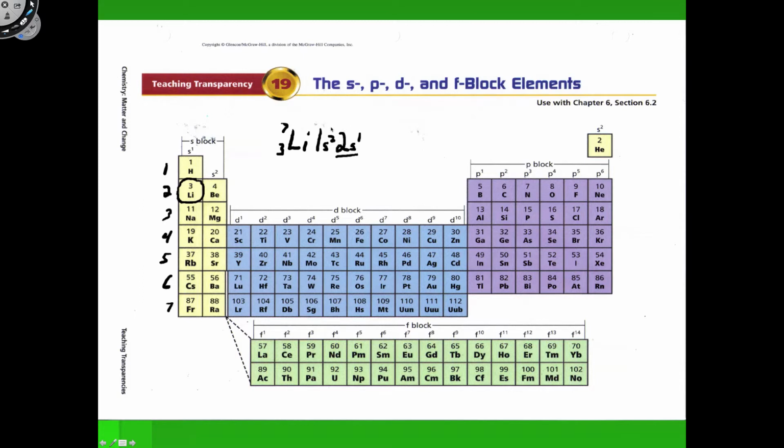Well, the ending is attributed to its location on the table. The 2 is the row. We see it's in the second row. And the S1, well, the S is the block, and the 1 is the first column of the S block. Of course, this doesn't help us with the inside of the electron configuration, but it does help us predict the ending, which is sometimes pretty important.